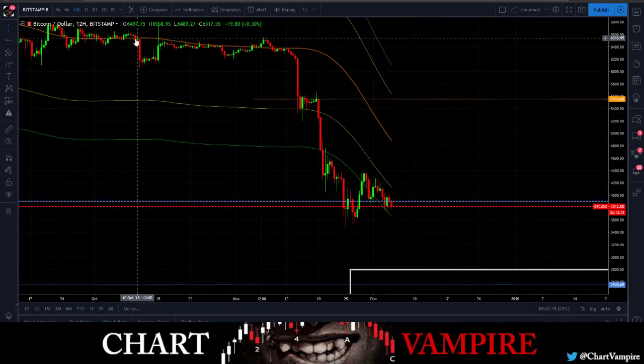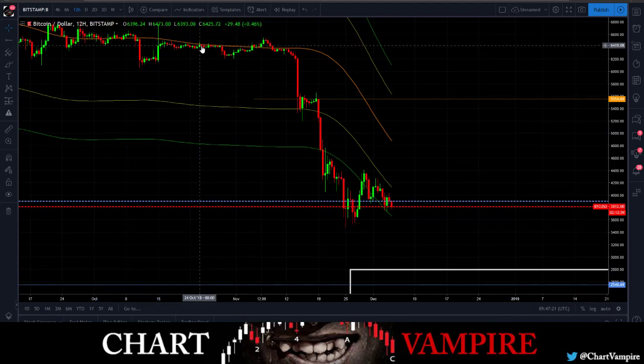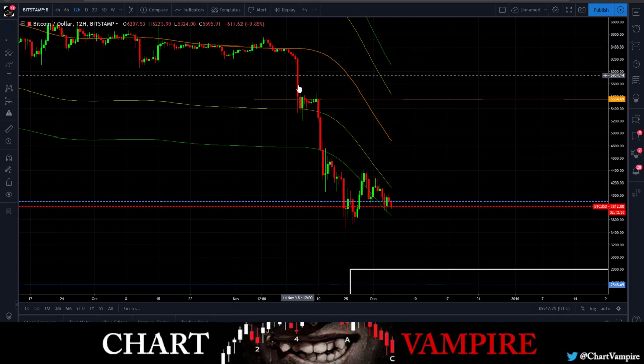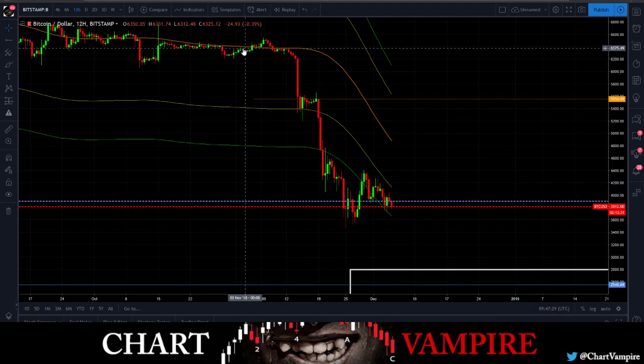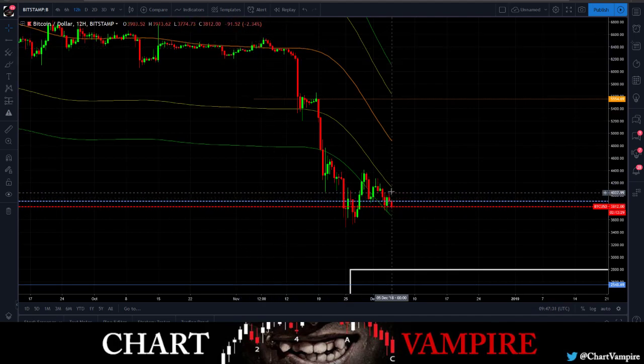You can see the 12-hour. This is the 12-hour. Moved across, resistance, resistance, resistance, broke through for just a second, and then plummeted through. So on the 12-hour, you got 4,100 as your top. I would look for this to do something very similar.